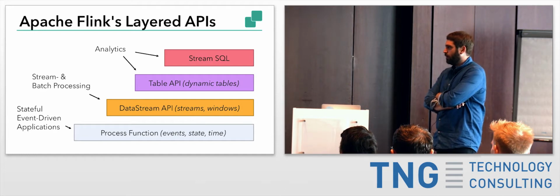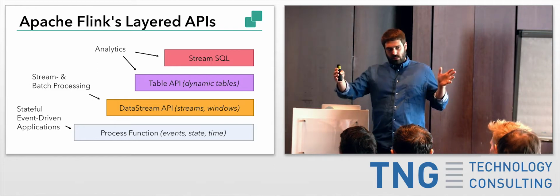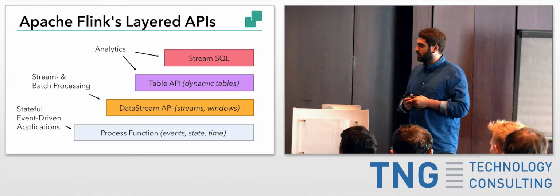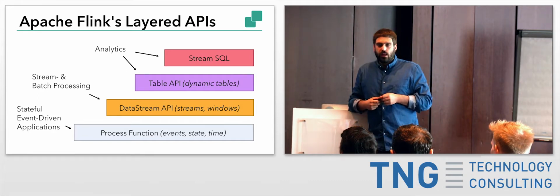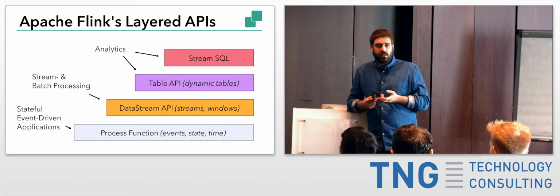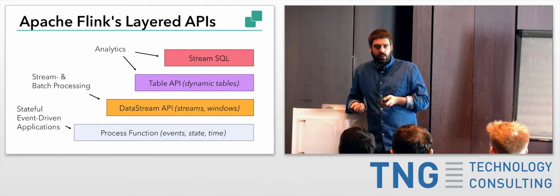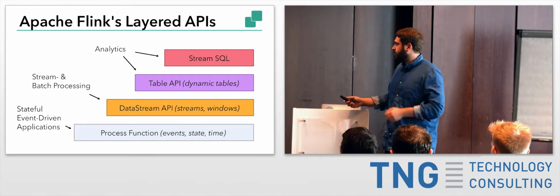Then we have the data stream API that is thinking about data streams, so infinite collections of events, windows, triggers, et cetera. This follows very much the data flow model. The table API is thinking of streams as tables that are changing, and the table API is essentially SQL-like operations that are embedded in a language, so they're embedded in Scala or Java. And then on top of that, you have actual SQL, so you can write normal SQL on streaming data.